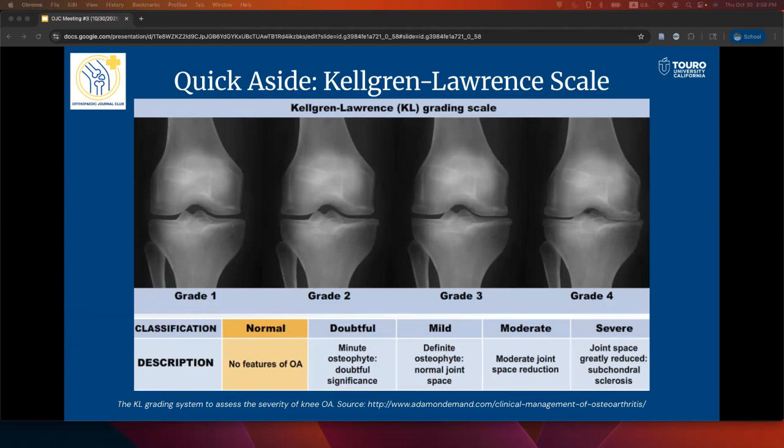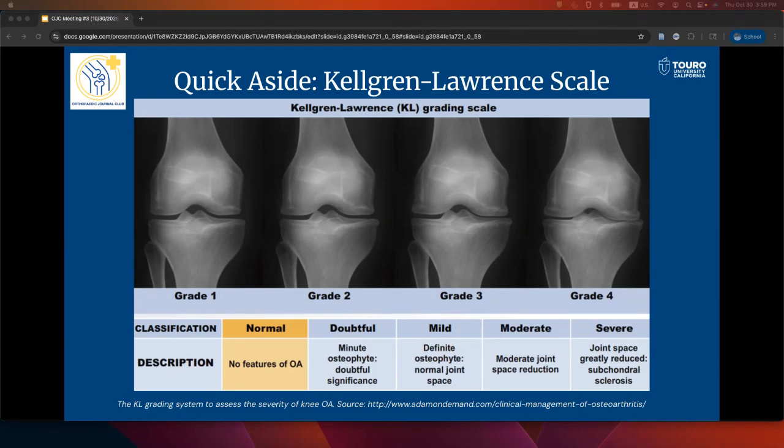I talked about it. This is really important. You're going to see it in many settings, primary care and orthopedics. This is the Kellgren-Lawrence scale. It's one of the most commonly used scales. As you can see here, it's 5 points, right? We have from normal, doubtful, mild, moderate, severe, but it's graded 0 through 4.